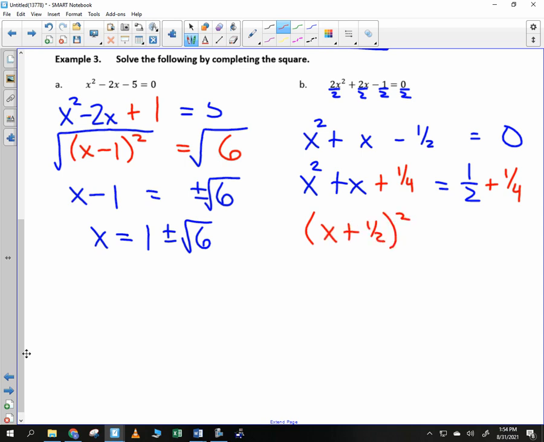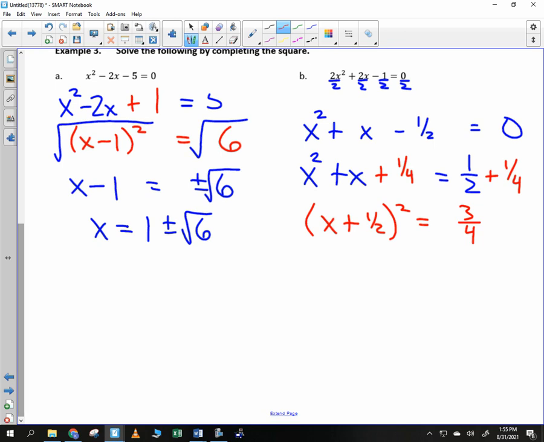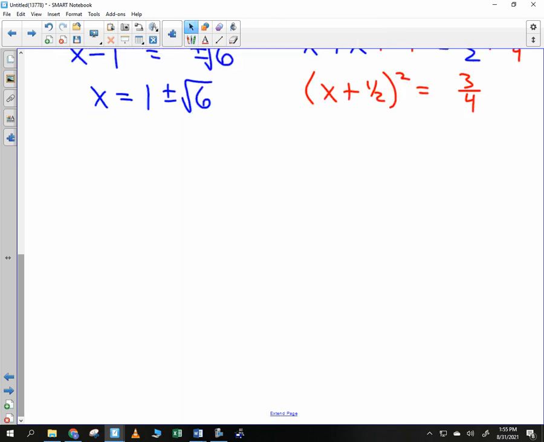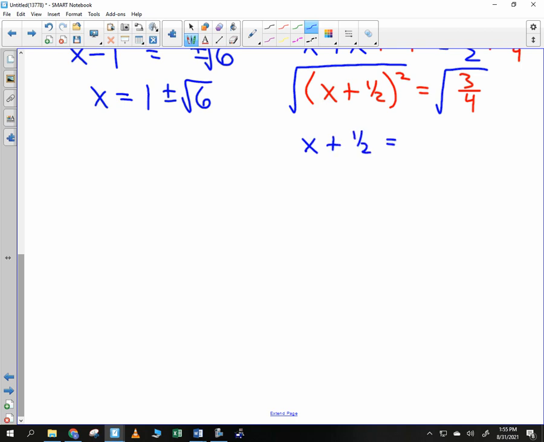Good. What's a half plus a fourth? 3/4. The square is now completed. I'm going to have two solutions. What do you do to get rid of the square? I'm left with x plus a half is equal to, can you take the square root of the top? Nope. So plus or minus the root of 3. Can you take the square root of the bottom? Yep, what do you get?